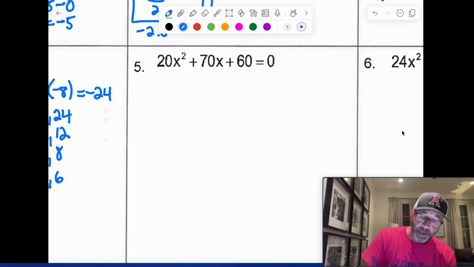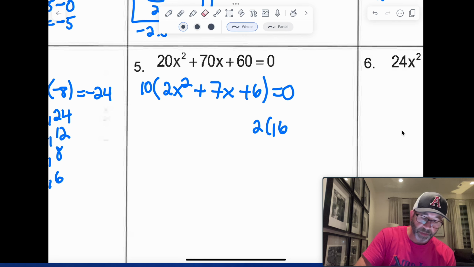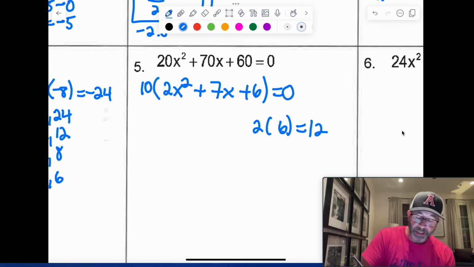You ready? The GCF for this is 10. We're left with 2x squared plus 7x plus 6, and all that equals 0. 2 times 6 is going to equal 12. Whoops, I wrote 16. 2 times 6 is going to equal 12. So we're trying to get values that are factors of 12 that add up to 7. So we'll get 1 and 12, 2 and 6, 3 and 4.